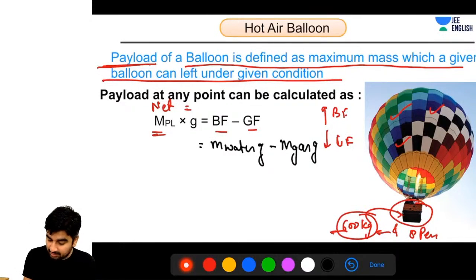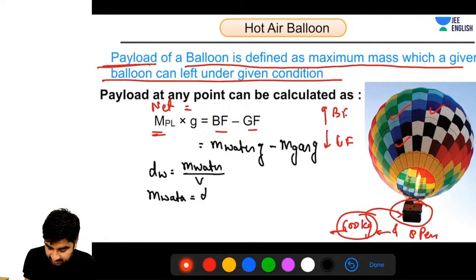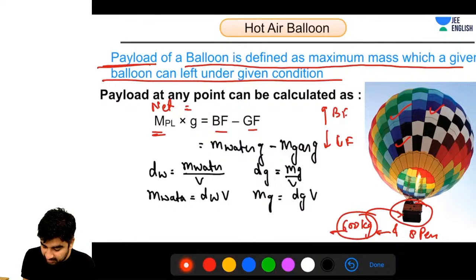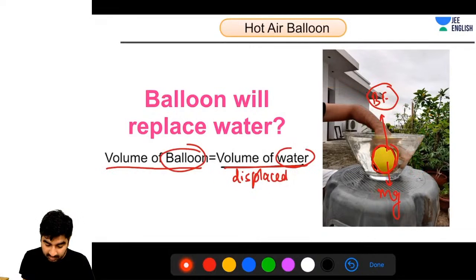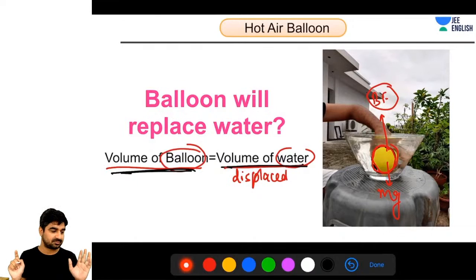So now guys, I know density of water is equal to mass of water upon volume. So mass of water I am going to get will be density of water into V. Similarly, density of gas is equal to mass of gas upon volume, so mass of gas will be equal to density of gas into volume. And guys, I just told you that the volume of balloon is equal to the volume of water. Both volumes are the same, right?